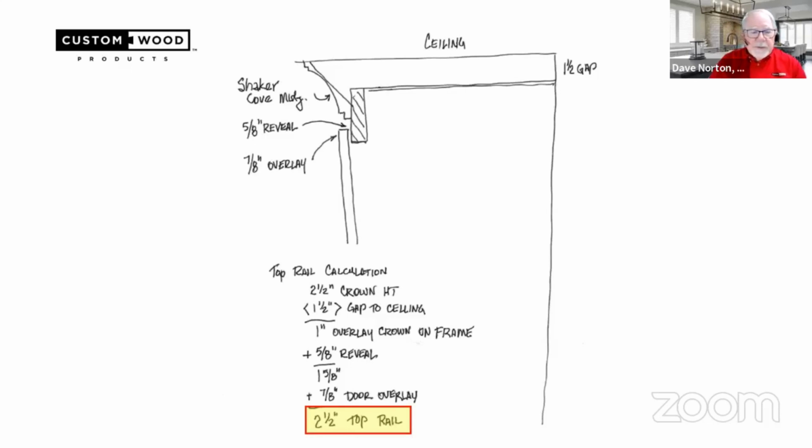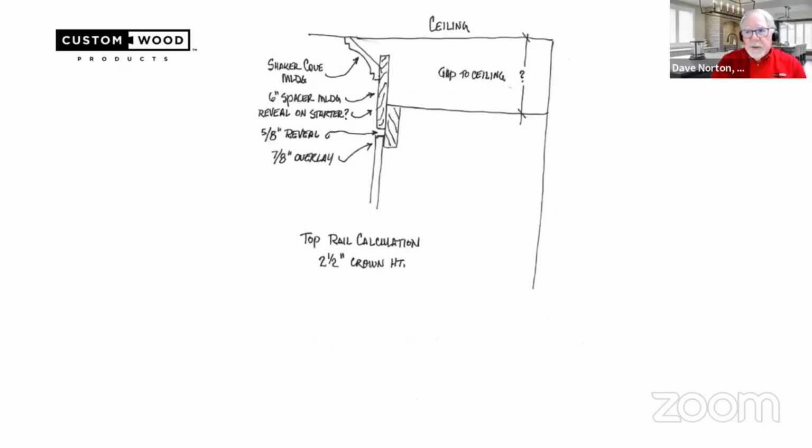I still know a lot of designers who like to do 2-piece crowns. So doing a 2-piece crown, you're going to have a gap to the ceiling. You've got your crown, and you're going to have a spacer. On that spacer molding there's a reveal, and then a reveal from the door to the spacer molding, and the overlay. So in a 2-piece application, it's a little different to calculate.